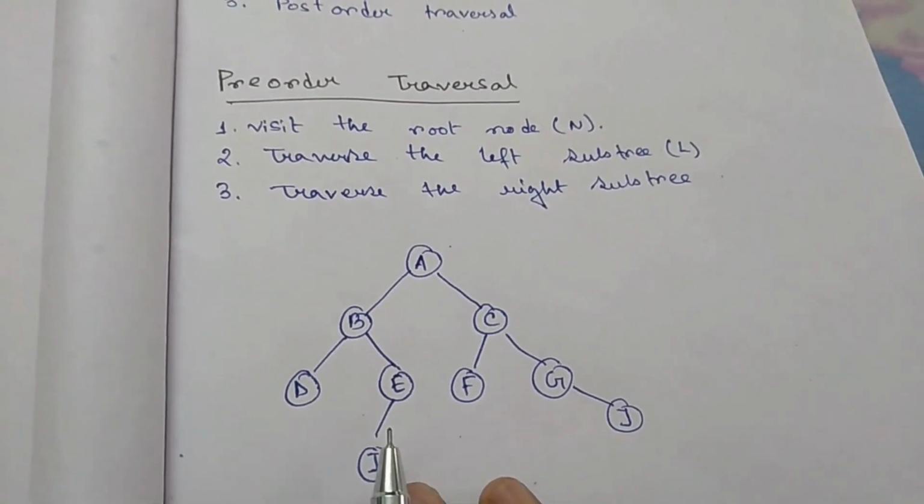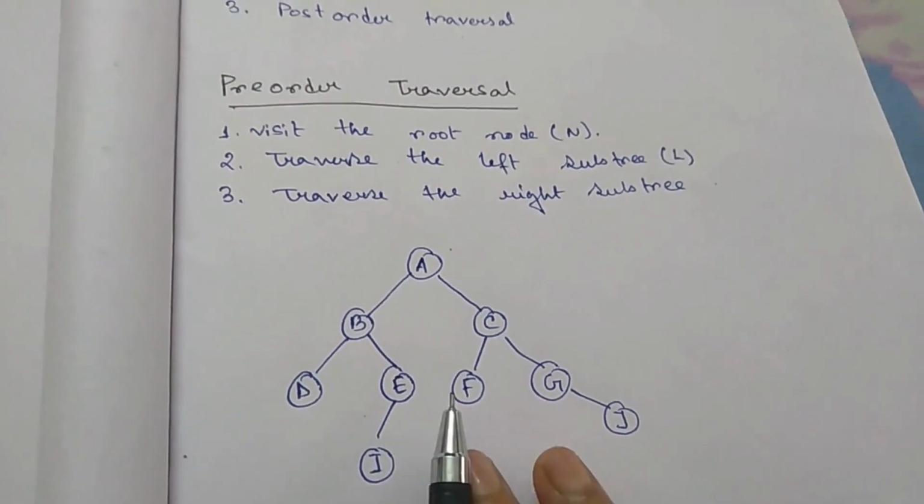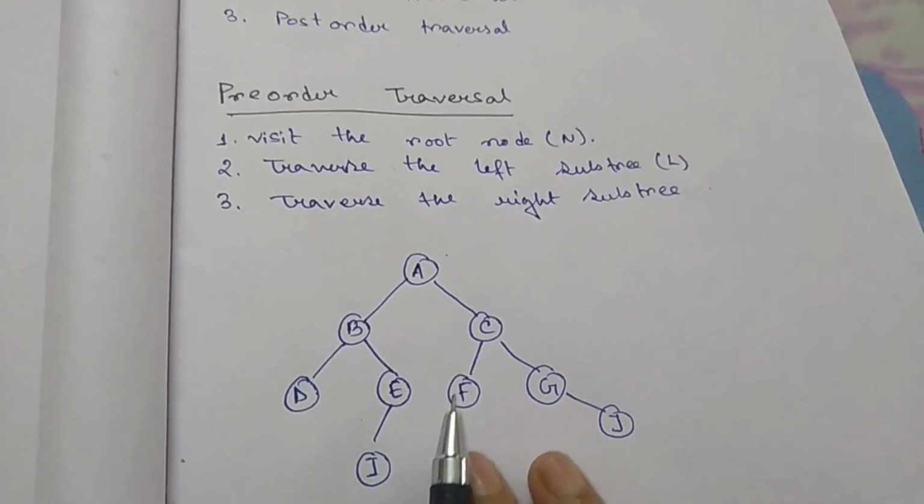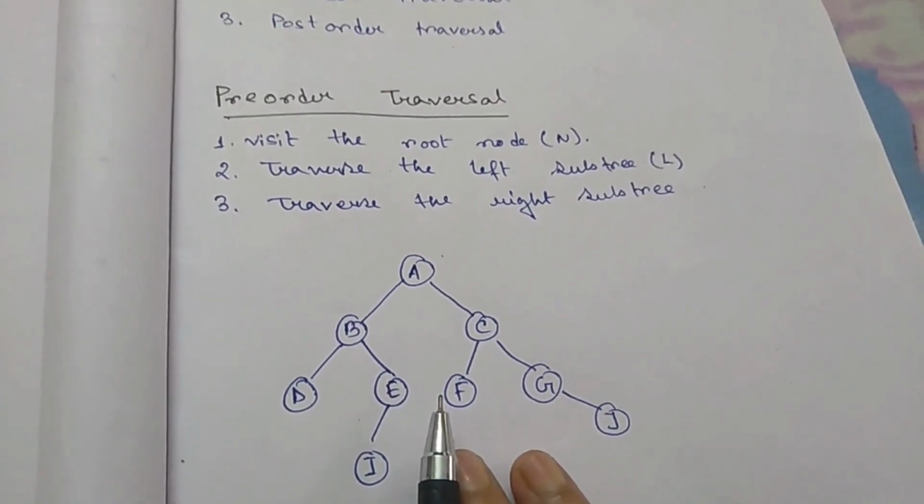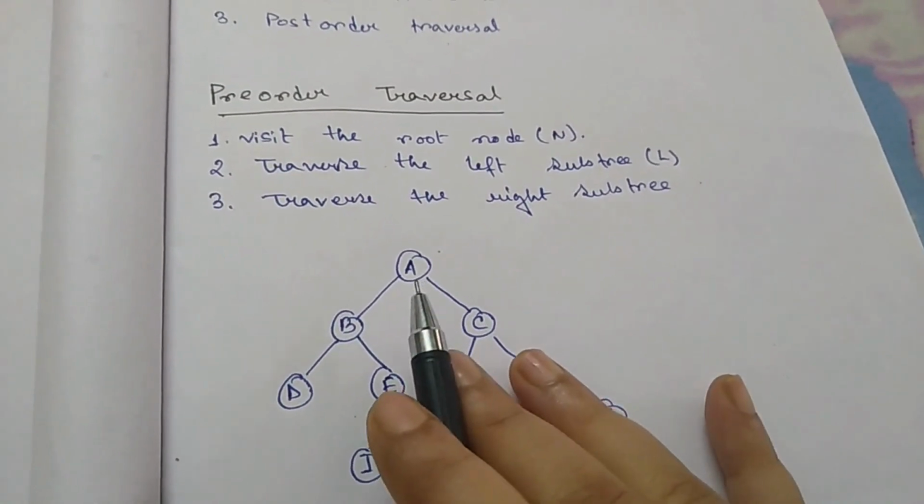Here one pictorial representation is given. In that case we have to perform the pre-order traversal of the tree. Now according to the formula, at first we have to visit the root node.